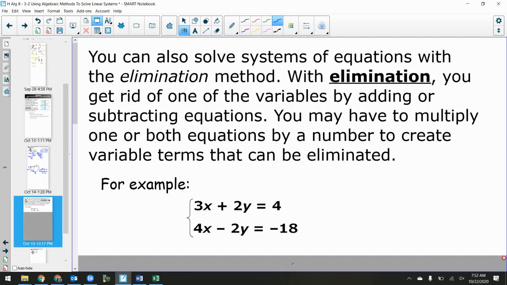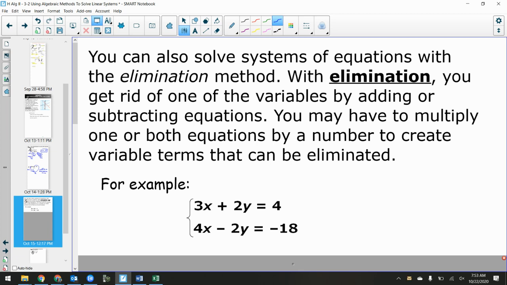Let's talk about elimination. Flip over your guided notes here. Okay, you can also solve systems of equations with the elimination method. I know you guys like to do substitution more than elimination. I just, from teaching this a long time, I know that. I don't know, I like elimination better than substitution. I don't know why. I just do. I think it's cleaner sometimes, once you get it set up correctly.